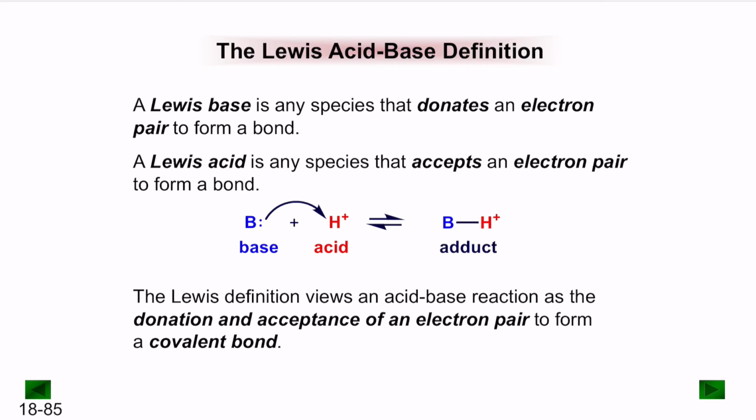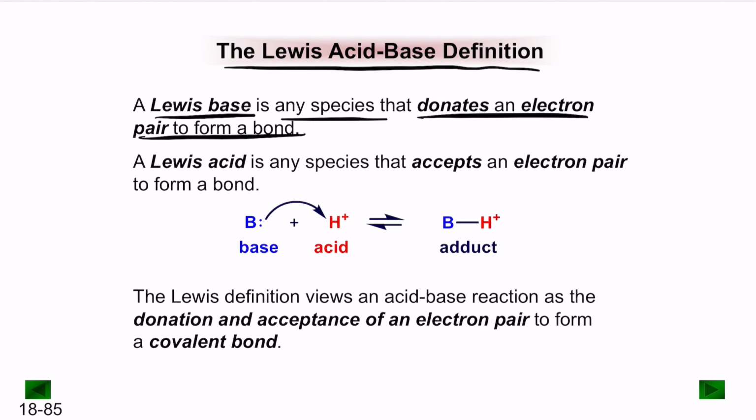Next, let's talk about the final definitions of acids and bases, the Lewis acid-base definition. So what does the Lewis definition say? The Lewis definition broadens the acid-base definition. A Lewis base is any species that donates an electron pair to form a bond, and a Lewis acid is any species that accepts an electron pair to form a bond.